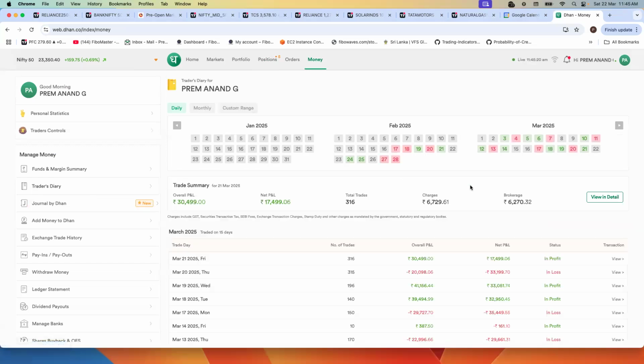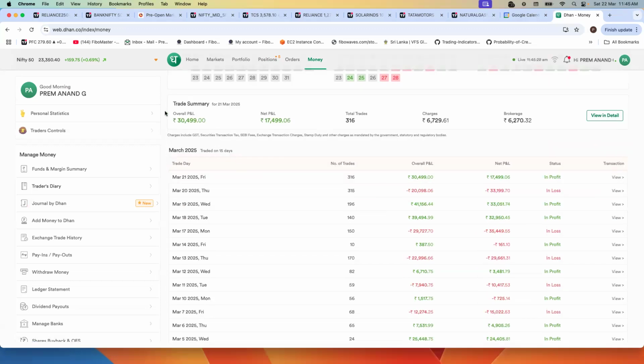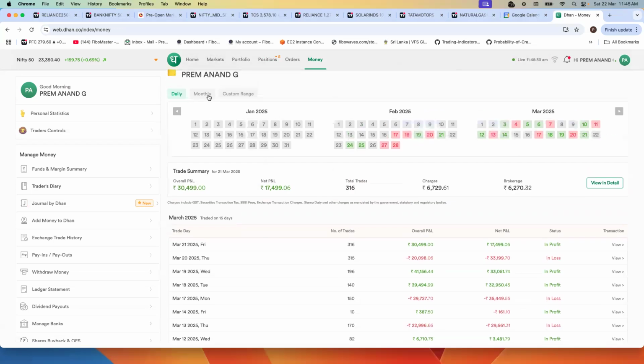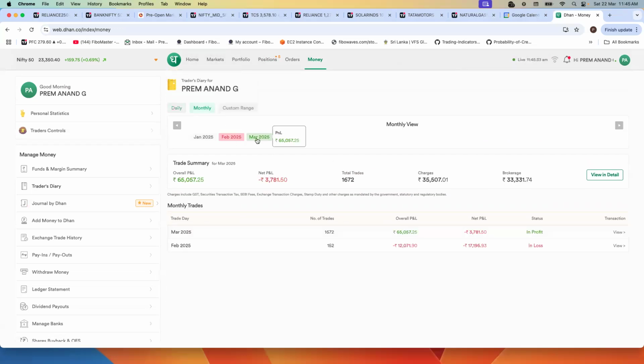I'll show my trader's diary. So this is my diary for the month of March. The monthly overall profit was around 65K. Net profit loss is 3,781. The brokerage that I gave was 33,331 rupees. The charges that I gave was 35,000 rupees.